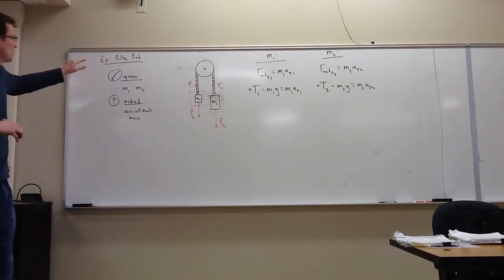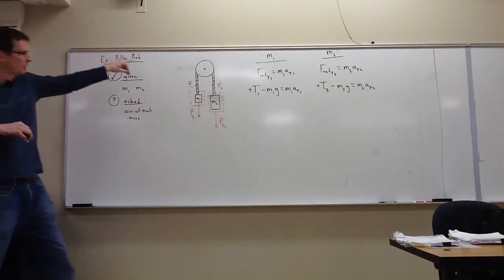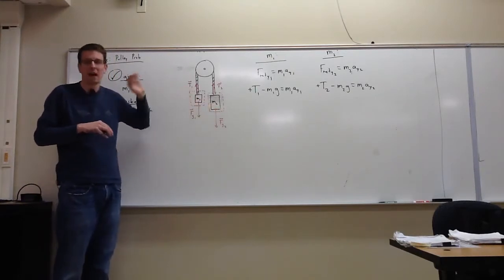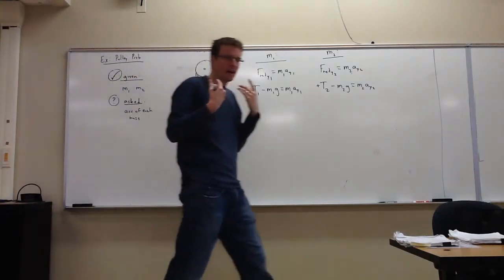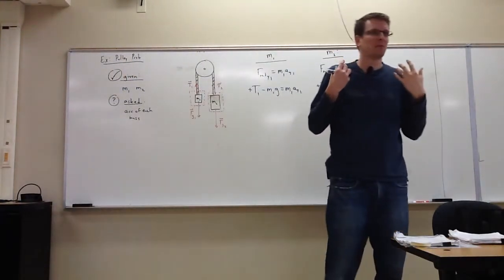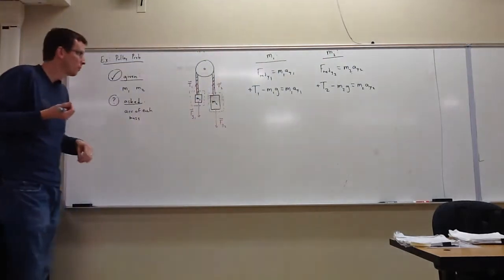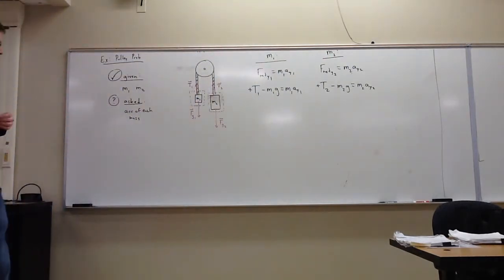Okay, so here's our pulley problem. We're given two masses that are hanging off of each other. All the mass is in these hanging masses. There's no mass in the pulley, no mass in the string itself. The only purpose of the pulley really is to redirect the rope so it goes up and over and you can attach it to another mass.